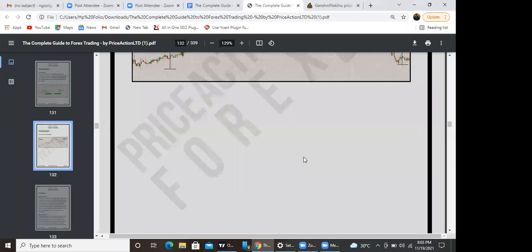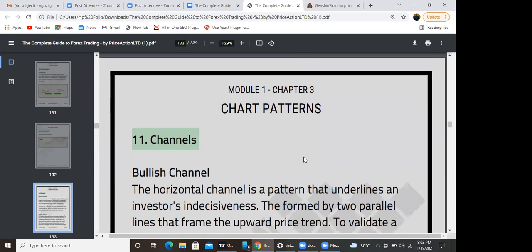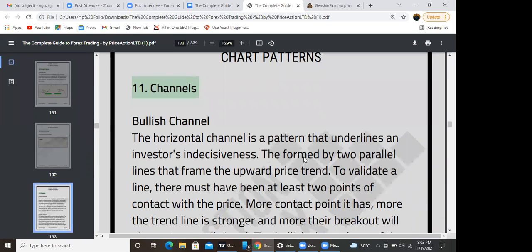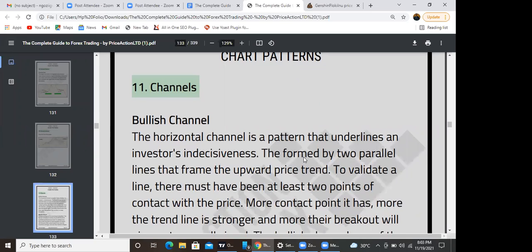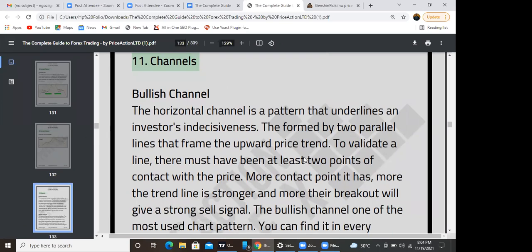Next we have is the horizontal pattern. Okay, the channel. Sorry. Next we have is the channel. We have the bullish channel, we have the bearish channel. So the horizontal channel is a pattern that underlies investor indecisiveness.